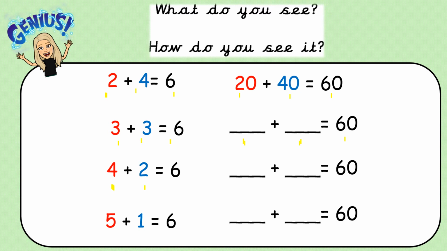4 and 2 is equal to 6. So what and what is equal to 60? Fill in the missing parts. 5 and 1 is equal to 6. So what and what is equal to 60? Press pause, write in these missing number sentences. And once you've finished, press play and we'll go through them together.